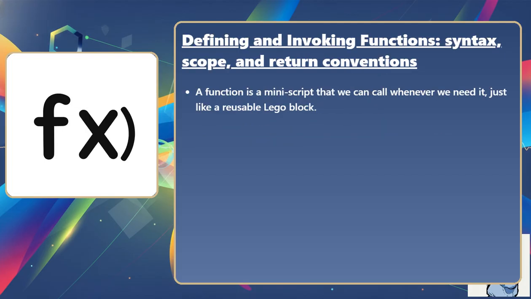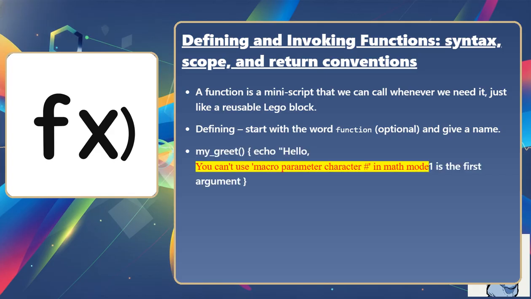A function is a mini script that we can call whenever we need it, just like a reusable Lego block. Defining: start with the word function, which is optional, and give a name. Define a function named myGreet that echoes "hello, $1!". The comment says $1 is the first argument. Invoking: write the name followed by arguments. Call myGreet with the argument Alice.